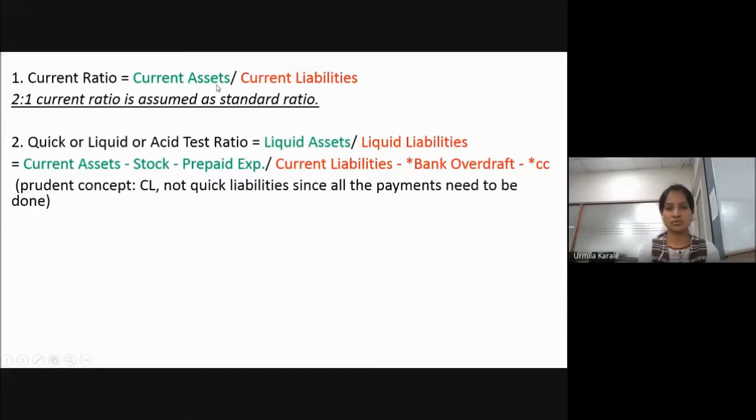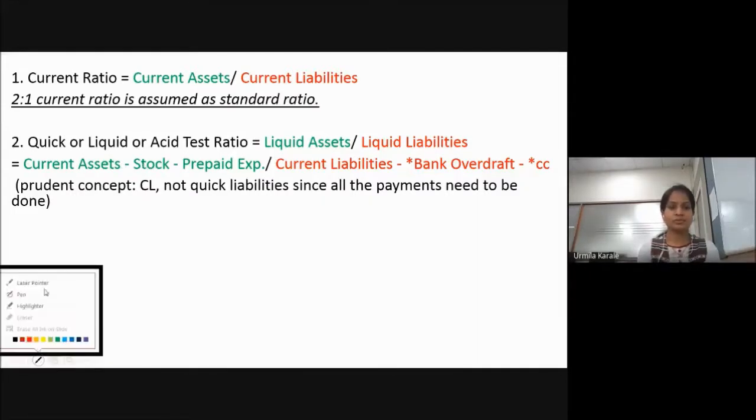Quick ratio means, sir, what we are doing? Here we were comparing current assets and current liabilities. In quick ratio, we take quick assets or liquid assets and liquid liabilities. When it comes to liquid assets, out of all the assets, we are not going to consider stock and prepaid expenses, because for prepaid expenses we receive service, and for stock we are going to receive cash, but later, and the chances of receiving 100% cash are very low.